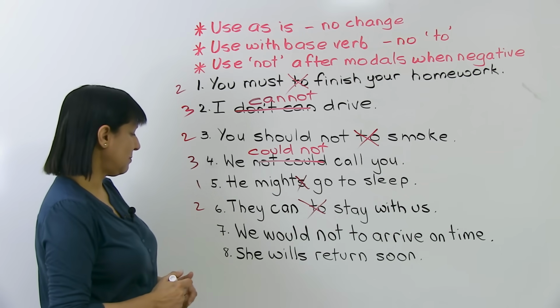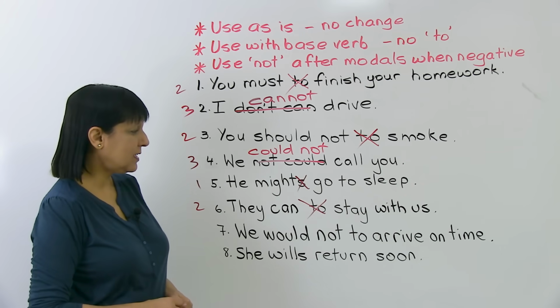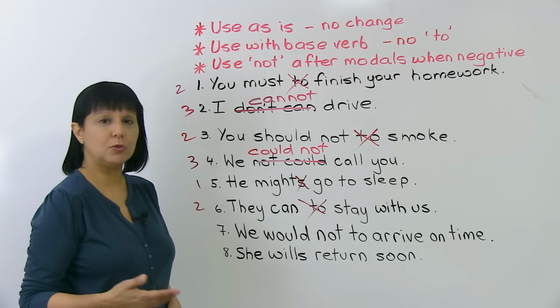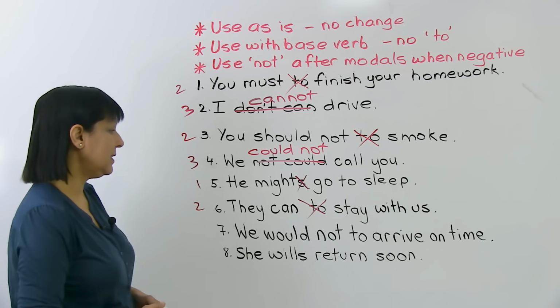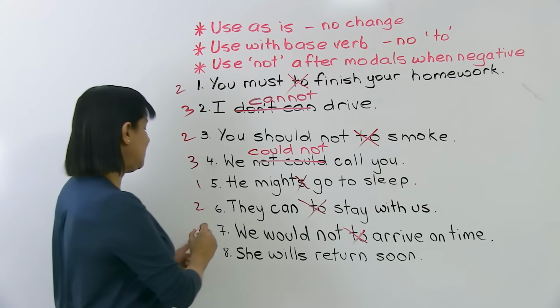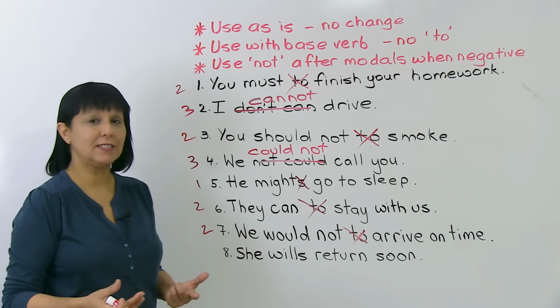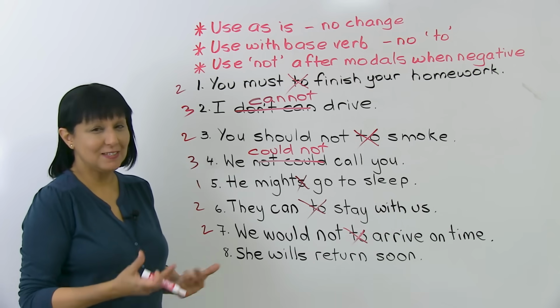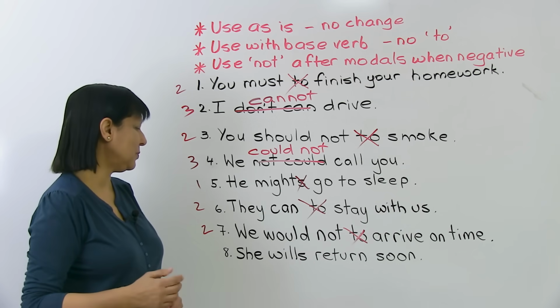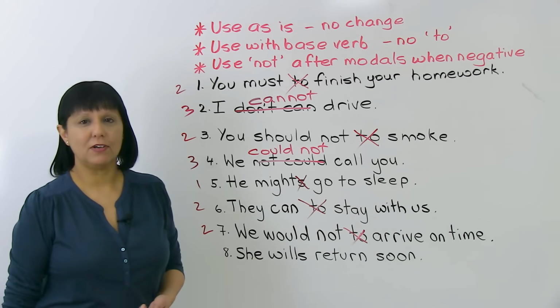All right, number 7. We would not to arrive on time. We would not to arrive on time. Again, you want to take out this to. And the reason why this keeps happening is because this is the most common mistake. All right, so that's why I have more of those here for you to review. We would not arrive on time.